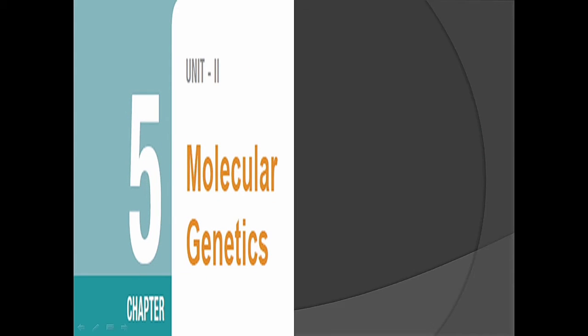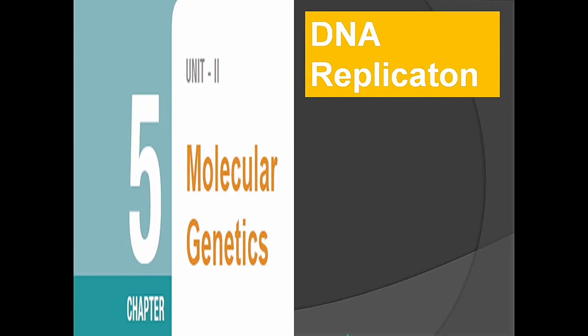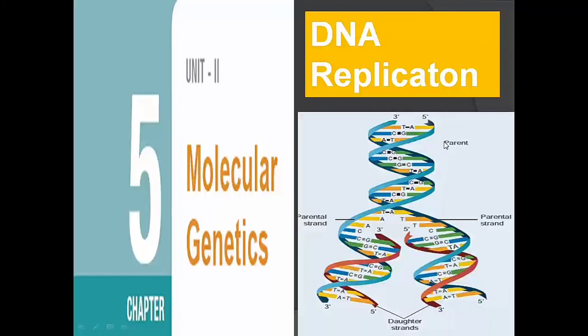Chapter 5, Molecular Genetics: DNA Replication. The parental DNA makes one more copy of itself. This is called replication.